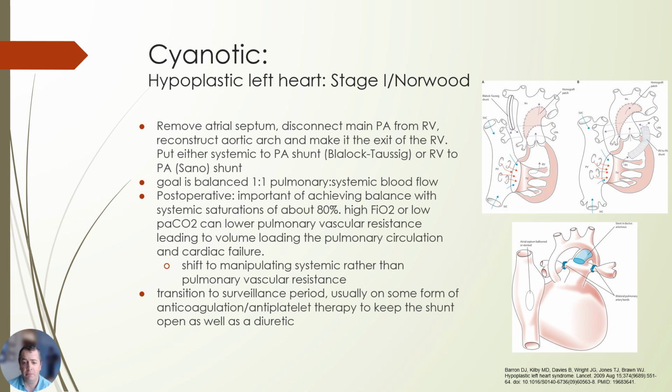The goal is a primarily balanced one-to-one pulmonary to systemic blood flow circulation. Postoperatively, there is importance in achieving balance with systemic saturations of about 80%. And if you see that 80% and you think, oh, they need oxygen, we can put them on some more, that can lower pulmonary vascular resistance, leading to volume loading, pulmonary overcirculation and cardiac failure with reduced systemic blood flow. So there's been a shift to manipulating the systemic rather than the pulmonary vascular resistance to maintain that balance.